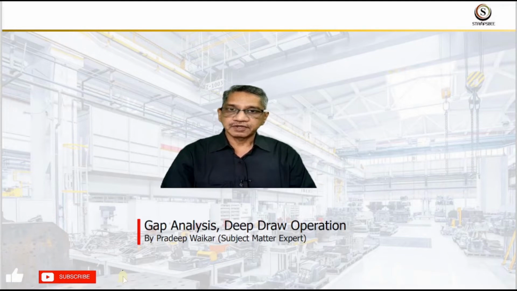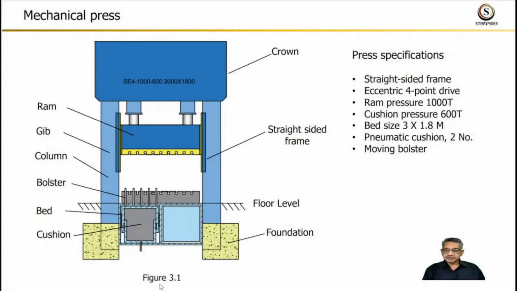Come on friend, without any further delay, we will start the third session. Figure 3.1 shows the front view of the mechanical press. The specifications of the press are straight-sided frame, eccentric 4-point drive, ram pressure 1000 ton, cushion pressure 600 ton, bed size 3 meter into 1.8 meter, pneumatic cushions 2 numbers and moving bolster.